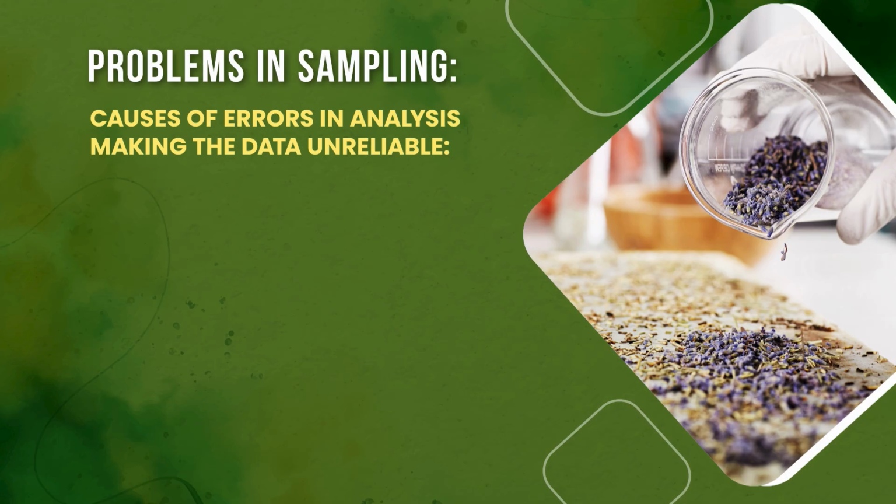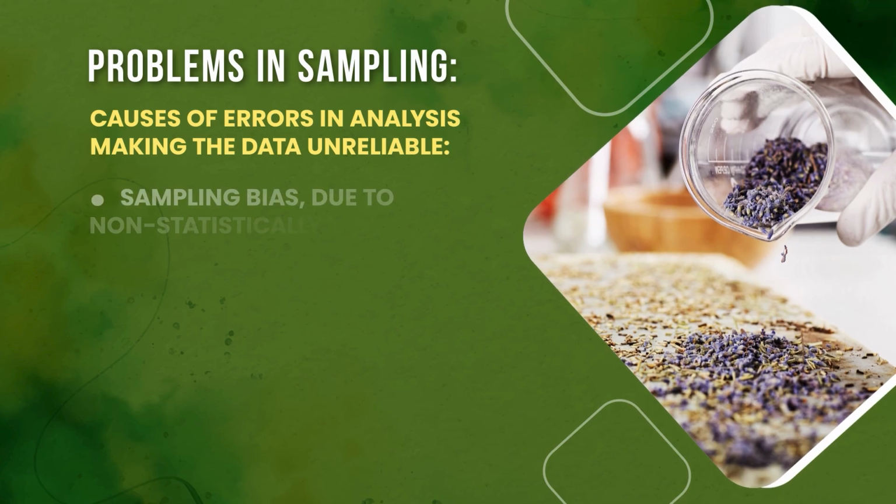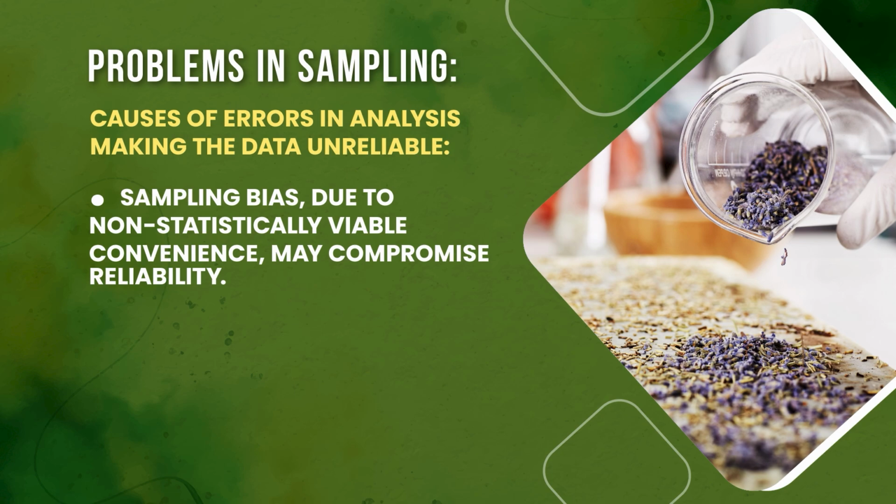For a given AQL, I have already told you, acceptable quality level, the smaller the sample size, the smaller the cost of the sampling. But the risk of wrongly accepting a lot increases and it worsens the damage in the trade. So AQL, we have to adopt taking care of this. The causes of error in analysis making the data unreliable: number one is sampling bias. If you have drawn the sample non-statistically, for convenience, it may compromise the reliability, and if you are not following standard procedure, you are compromising the reliability.